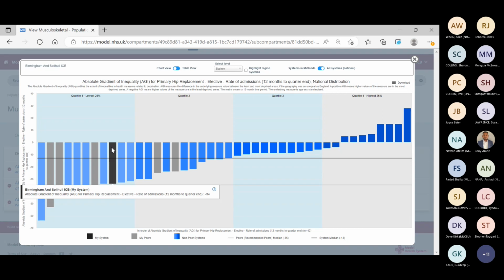For most conditions, you will see a positive gradient of inequality. People might be familiar with the ambulatory care sensitive conditions metric, for example, where patients from the most deprived wards have much higher rates of hospital admissions for ambulatory care sensitive conditions. What we're seeing for hip replacements is the opposite.